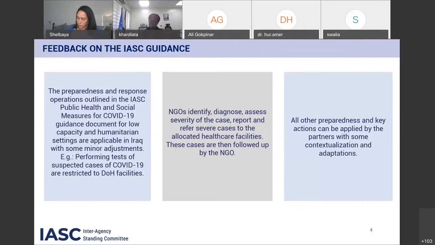We are only identifying, diagnosing and making an assessment of severity of the cases to know how to deal with them. For example, we can deal with the mild and moderate cases, and the severe cases we have to refer to the specialized healthcare facilities, and we can do follow-up as we are NGOs. All other preparedness and key actions can be applied by the partners with some contextualization and adaptations.